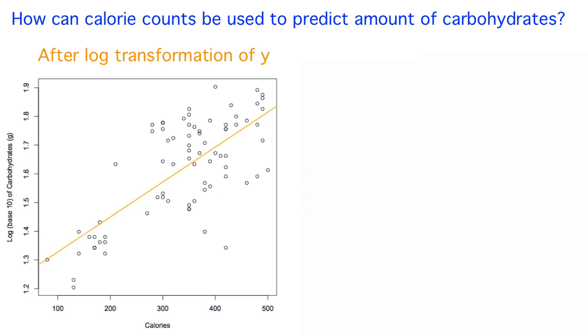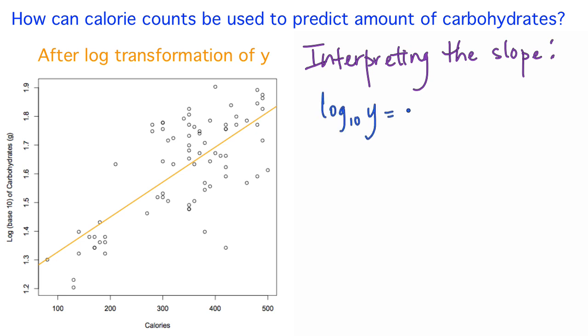To interpret the slope when the response variable has been log transformed, we can take our estimated equation and raise both sides to the power 10 to undo the log transformation. This gives y is equal to 10 to the exponent of our estimated intercept b0 times 10 to the exponent b1, our estimated slope, times x, our explanatory variable.